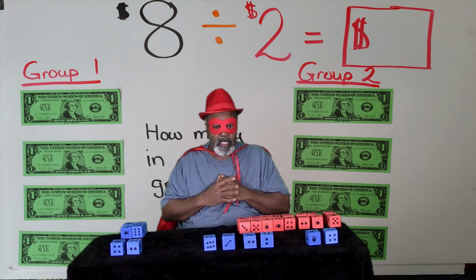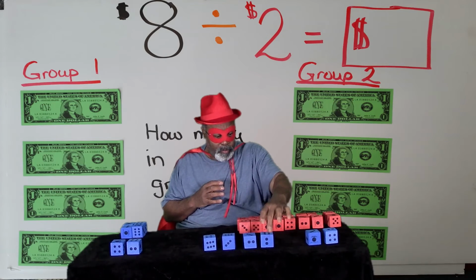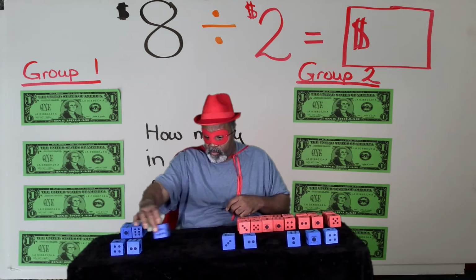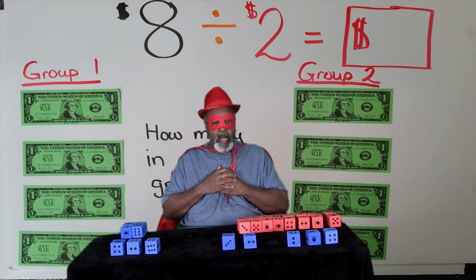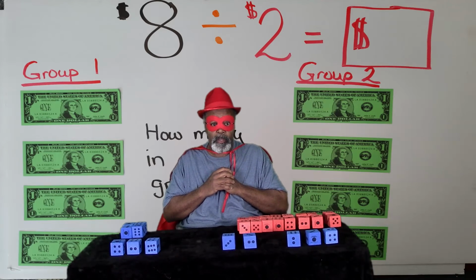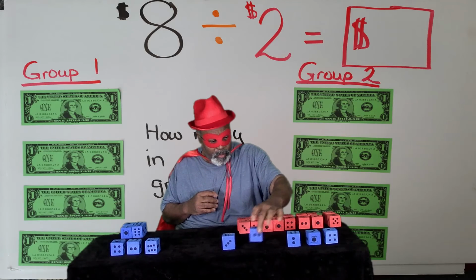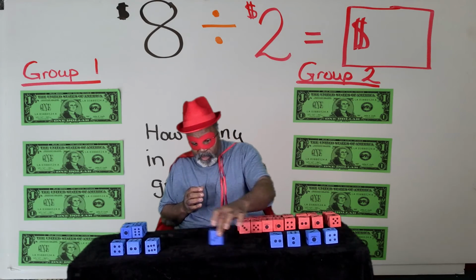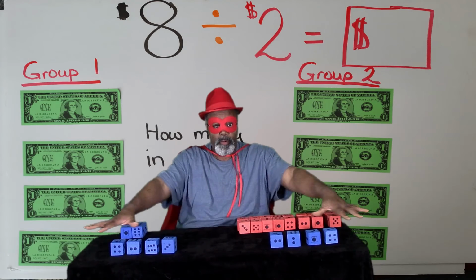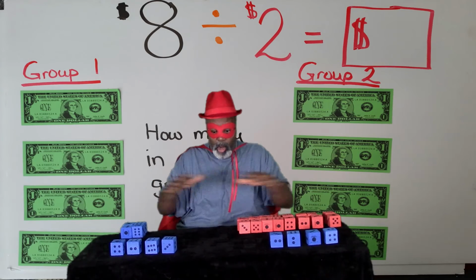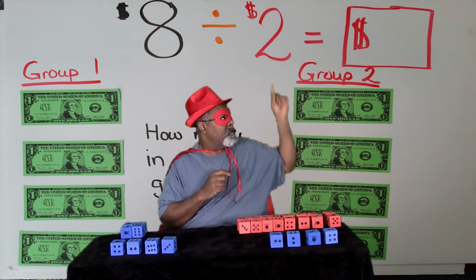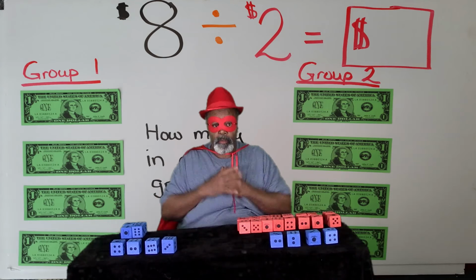I still can take some more of these, can I? So I'm going to put one over here, and I'm going to put this one over here. Can I do it again? Can I divide these up into the 2 groups? That's right. I'm going to put one over here, and I'm going to put this last one over here. As you can see, here are my 2 groups. I started off with 8 blue dice, and I divided them into 2 groups.